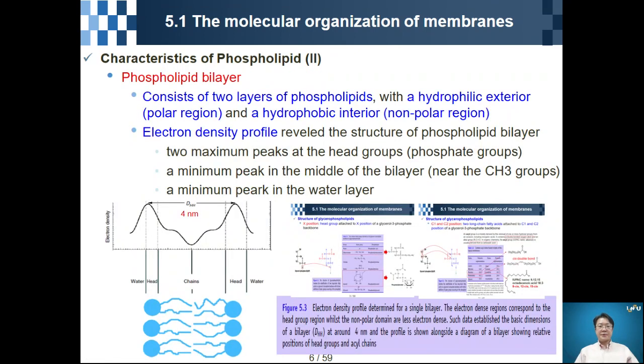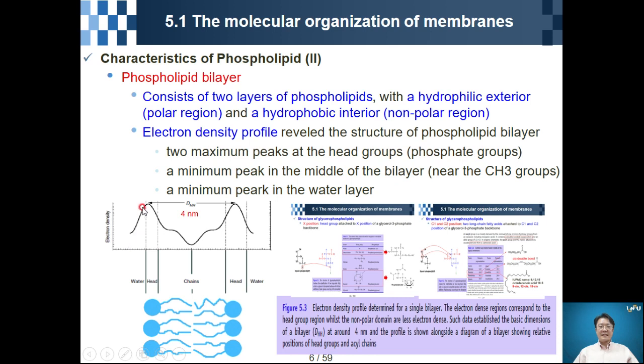The second characteristic of phospholipids is the phospholipid bilayer. The phospholipid bilayer consists of two layers of phospholipid, with a hydrophilic exterior, which is composed of the polar region, and a hydrophobic interior, which is composed of the non-polar region. Actually, the electron density profile reveals the structure of the phospholipid bilayer.